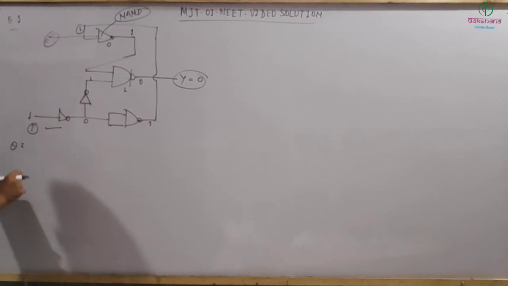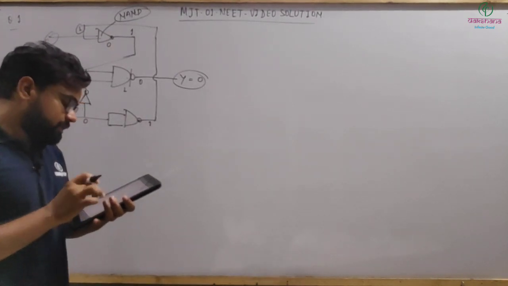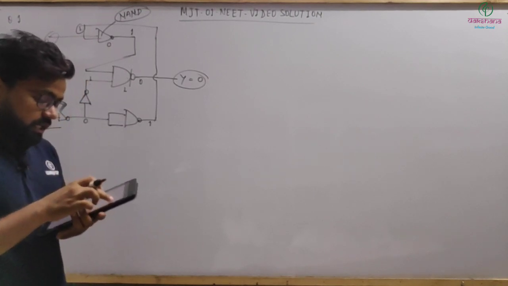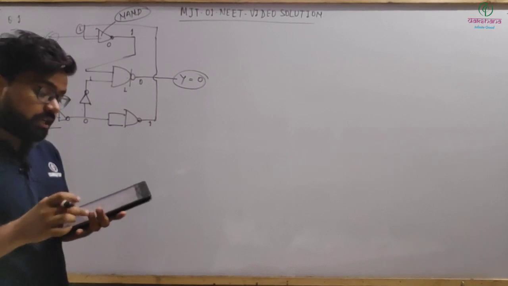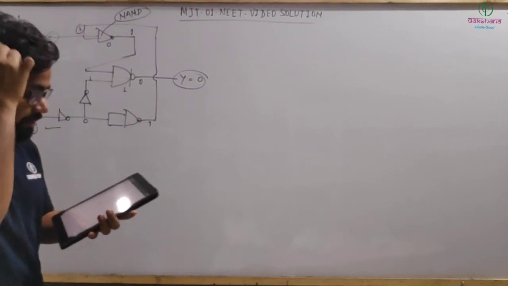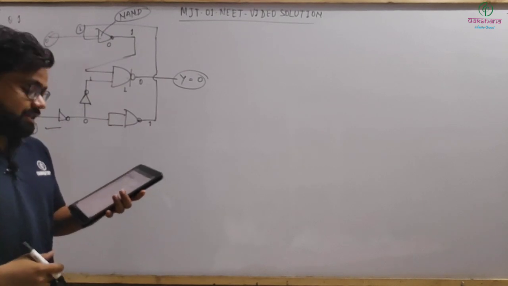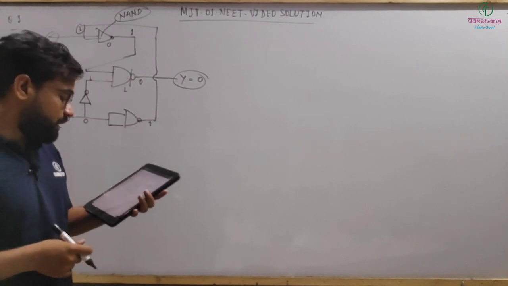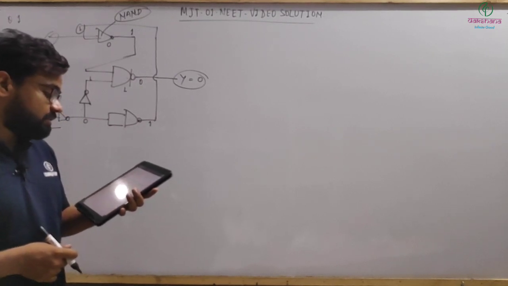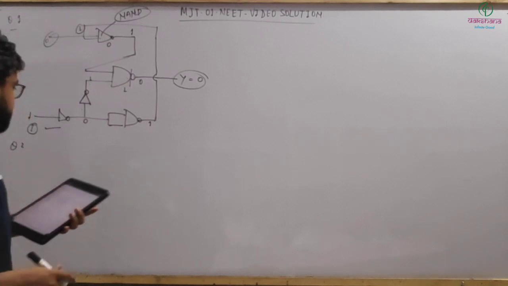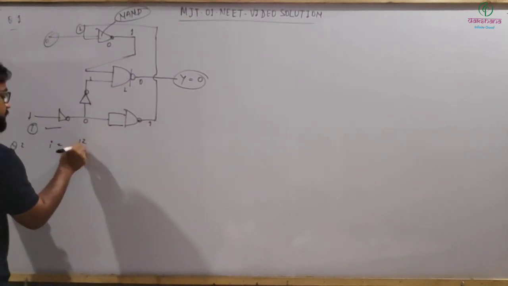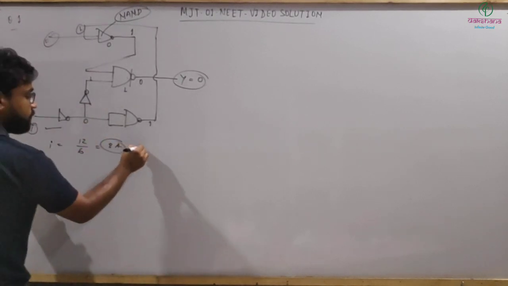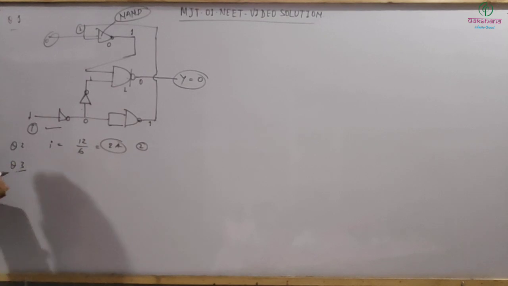Question number 2. The circuit has two oppositely connected ideal diodes in parallel. What is the current flowing in the circuit? Here you can see D1 is reverse biased, D2 is forward biased, so D1 simply gets cancelled. Net voltage is 12 and net resistance will be 4 plus 2, 6, so current I is simply 12 divided by 6, that's equal to 2 ampere, matching with option number 2.